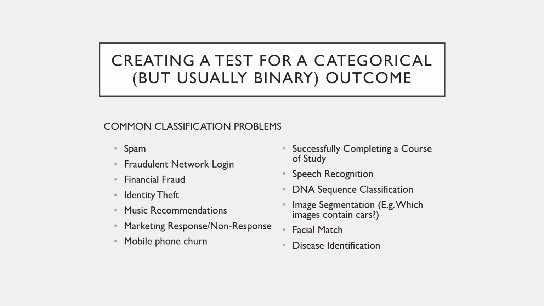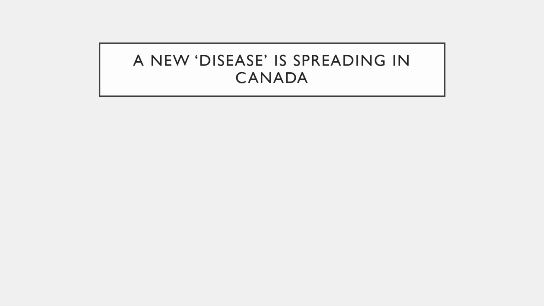Classification involves any sort of problem where we're trying to predict or identify a categorical outcome. Ordinarily, it's a binary outcome, a yes or a no. The example of spam, is this text spam or is it not spam? Identity theft, has this identity been stolen or is it not stolen? And disease identification, does this person have the disease or do they not have a disease? Let's focus on that example.